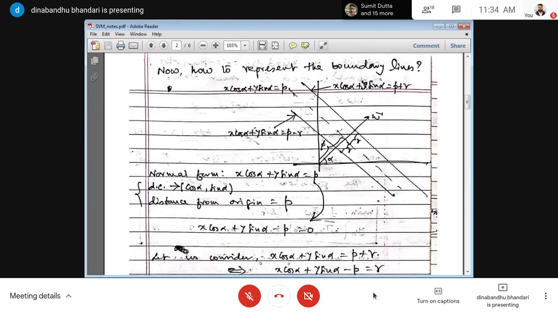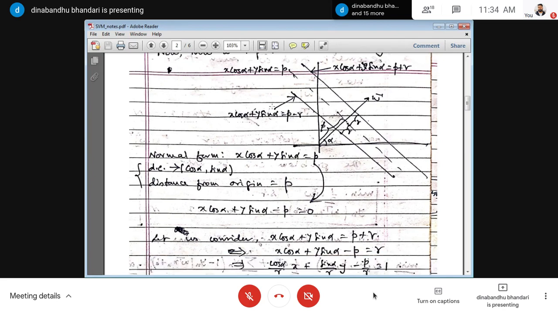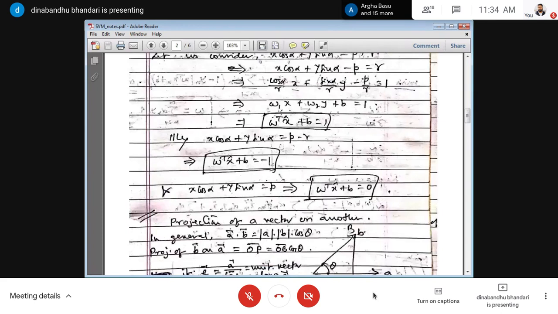That equation of that is X cos alpha plus Y sin alpha equal to P. Now you can always divide, right? You take this P in the left hand side, so it becomes X cos alpha plus Y sin alpha minus P equal to 0, and you divide by R. It becomes again cos alpha by R x, sin alpha by R y minus P by R equal to 0. So that is W transpose X plus B equal to 0, right? You see here, this can be written as this one.